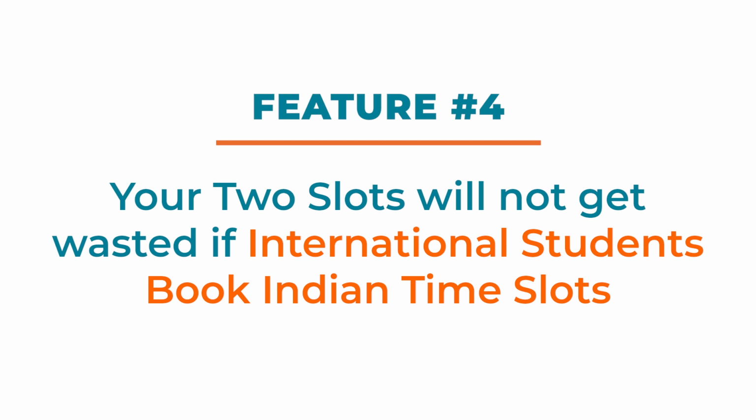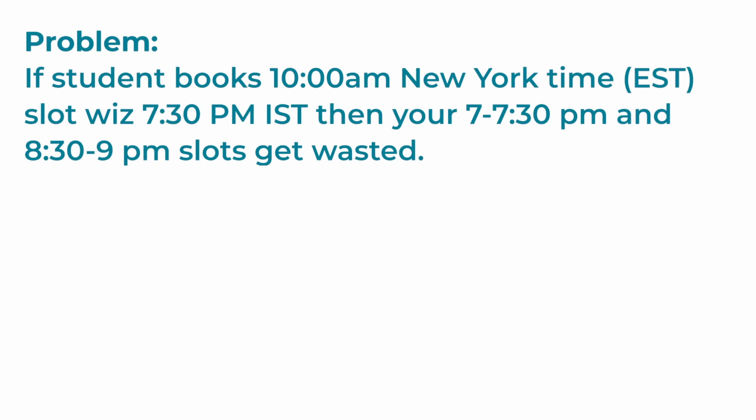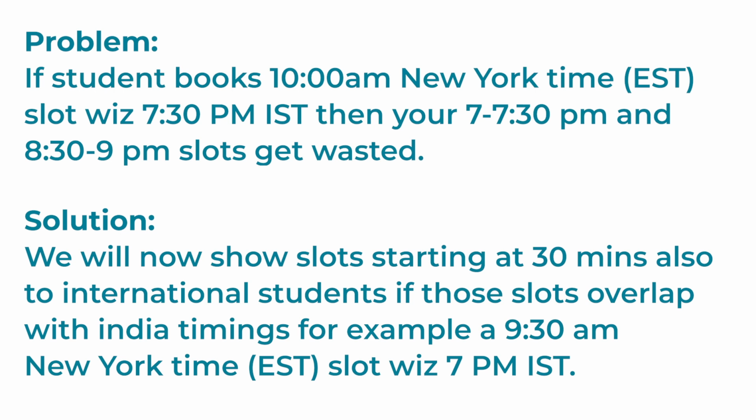Feature number 4. Now, two slots of teachers will not get wasted if international students book Indian time slots. What is the current problem? Currently, if a student books, for example, a 10 a.m. New York time slot, that is 7:30 p.m. Indian Standard Time, then the teacher's 7 to 7:30 p.m. and 8:30 to 9 p.m. slots get wasted.